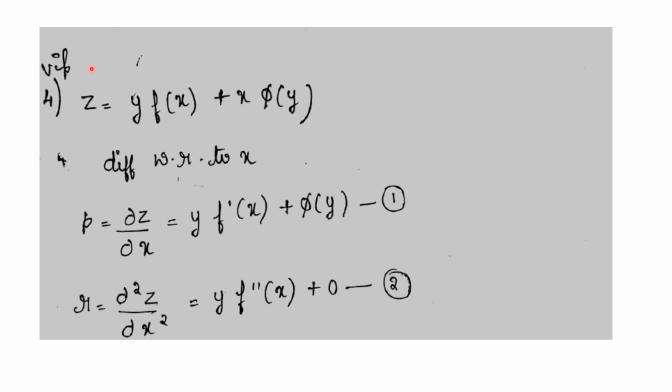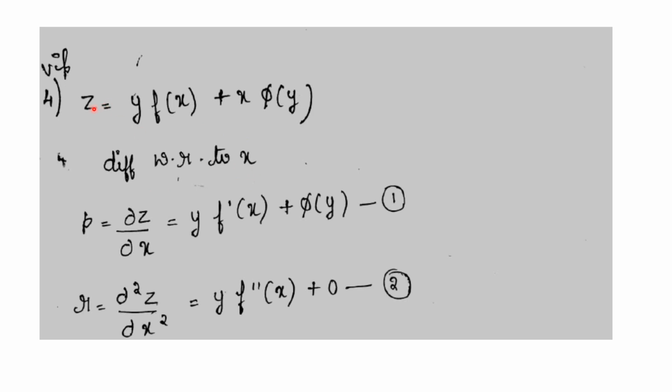So this problem is very important. Z is equal to y into f of x plus x into phi of y. So how many functions do you have in this question? You have two functions, right? F of x as well as phi of y. So we need to eliminate both the functions here, f of x as well as phi of y. So what I will do in the beginning is differentiate this given equation partially with respect to x.